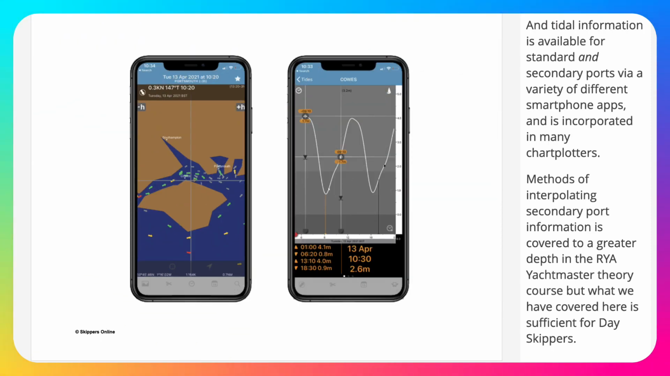And tidal information is available for standard and secondary ports via a variety of different smartphone apps, and is incorporated in many chart plotters. Methods of interpolating secondary port information is covered to a greater depth in the RYA Yachtmaster theory course, but what we have covered here is sufficient for day skippers.